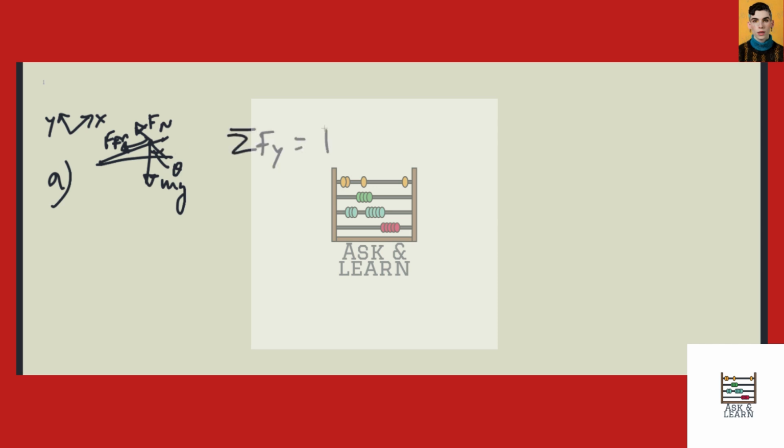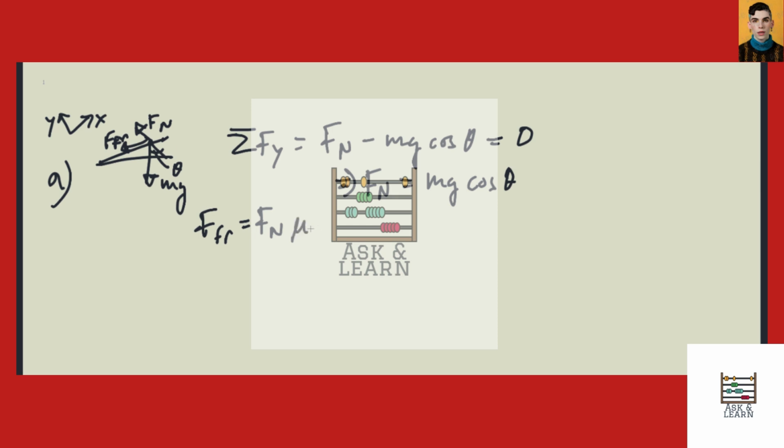The net force is normal force minus the vertical component of gravity, mg cosine theta, and that's equal to 0. So normal force is just mg cosine theta. So we know that force of friction is equal to normal force times mu k. So it's mu k mg cosine theta here. Therefore, we can do energy conservation.